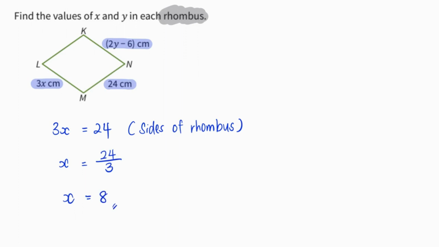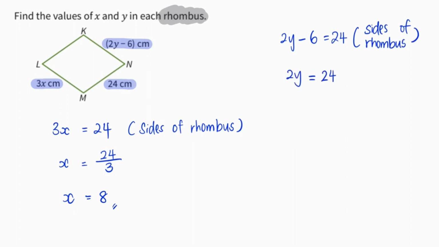Similarly, 2y minus 6 is also equals to 24, since it is also the sides of a rhombus. So from here, I will then be able to solve for this. I add 6 on both sides, so that I will get 2y equals to 30. After which, just need to divide by 2 to give me the final value of y as 15.